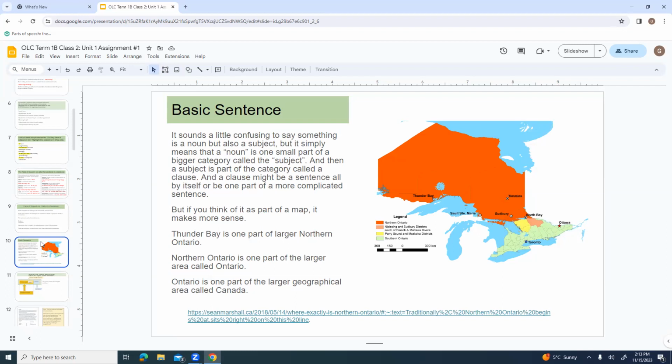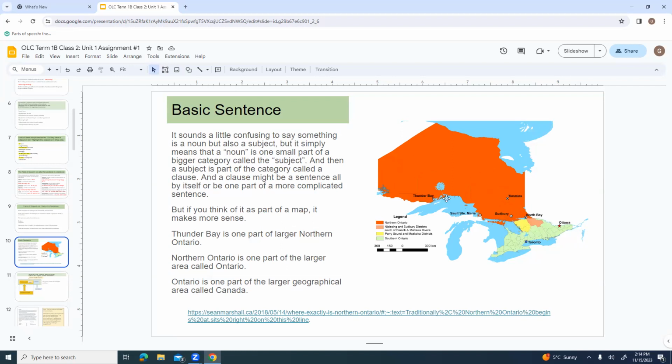So Thunder Bay is one small part of the larger section of Northern Ontario. And Northern Ontario is one part of the larger area called Ontario, the province. And then Ontario is one part of the larger geographical area called Canada. And here's a little map. All this down here is kind of the southern, and this area up here is northern. There is quite a contention about northern, by the way.